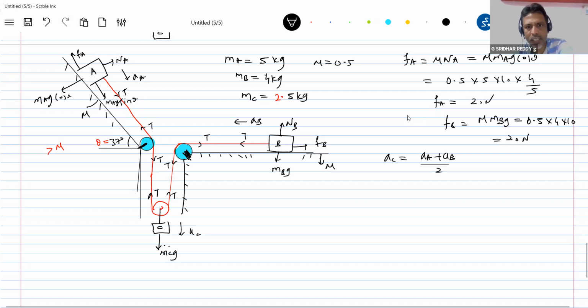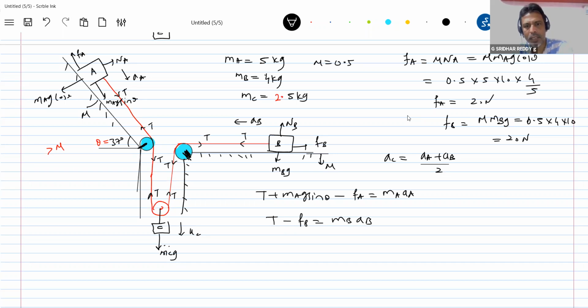Let's write the equations on individual blocks. T minus T plus MAG sin theta minus F equal to MA into A. Okay, the next equation again: T minus FB equal to MB into AB. For the block C, MCG minus 2T equal to MCAC. How many unknowns are there? Acceleration of the blocks, tension. So I'll do one thing. I'll substitute the expressions for acceleration of block A, block B, block C in the above equations. Then I'll find out the tension. Then I'll come and check it. Is what I did right or wrong?